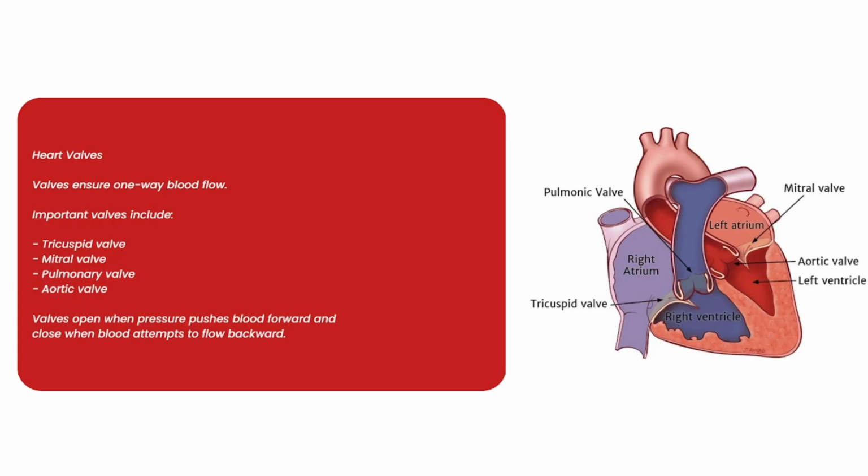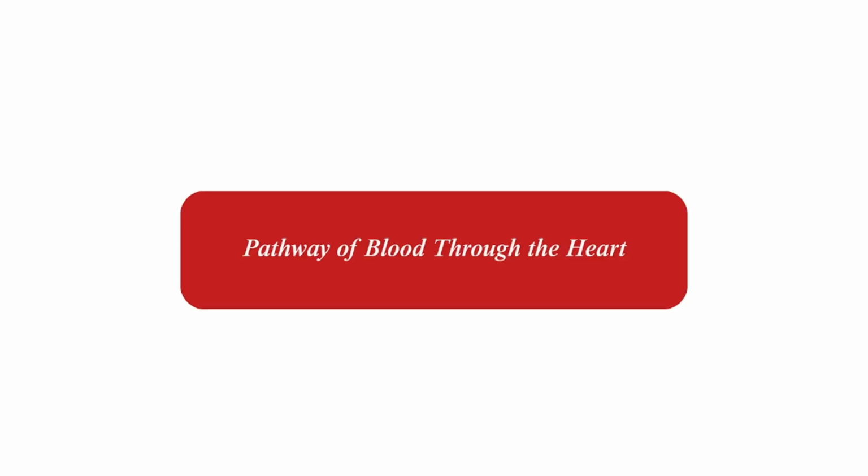Heart valves. Valves ensure one-way blood flow. Important valves include tricuspid valve, mitral valve, pulmonary valve, and aortic valve. Valves open when pressure pushes blood forward and close when blood attempts to flow backward.